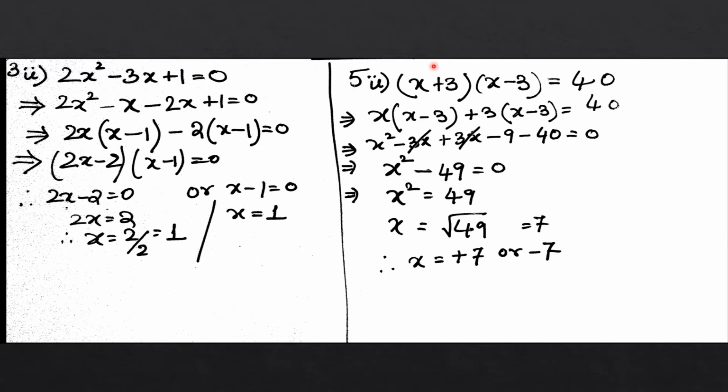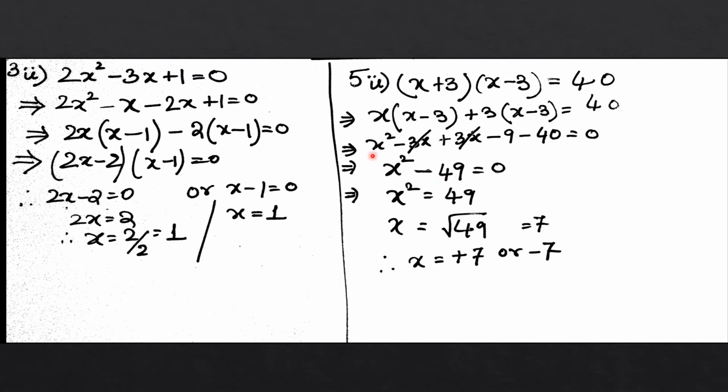Second question, this is your question number 5, part 2. x plus 3 into x minus 3 gives us 40. So what we have to do is multiply x plus 3 with x minus 3. I first multiply x minus 3 with x, and then 3 with x minus 3. So I get x square minus 3x plus 3x minus 9 minus 40 is equal to 0. When I solve this, minus 3x and plus 3x get cancelled, so you have x square minus 49 equal to 0.